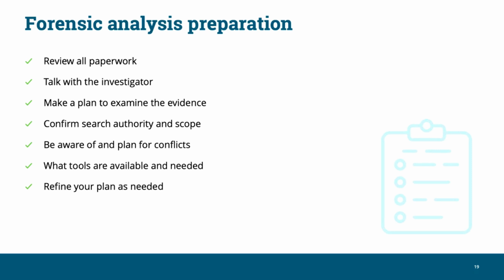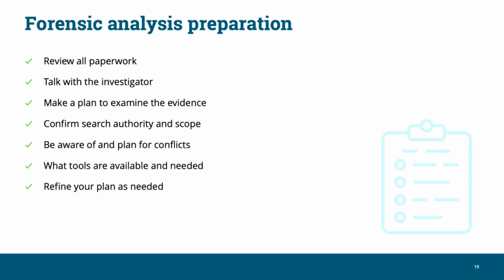You want to make a plan to examine the computer. Again, we talked about understanding what type of case you're investigating and what type of evidence you want to find and where you think that evidence might be located. Again, confirm your source authority and scope. That is so important because you may have a limited scope and that may be one sentence in an entire search warrant. But if you miss that one sentence, you're going to be violating your search authority. Be aware of and plan for conflicts. And what I mean by that is you may have a computer that came from an attorney's office, and that's going to be privileged information.